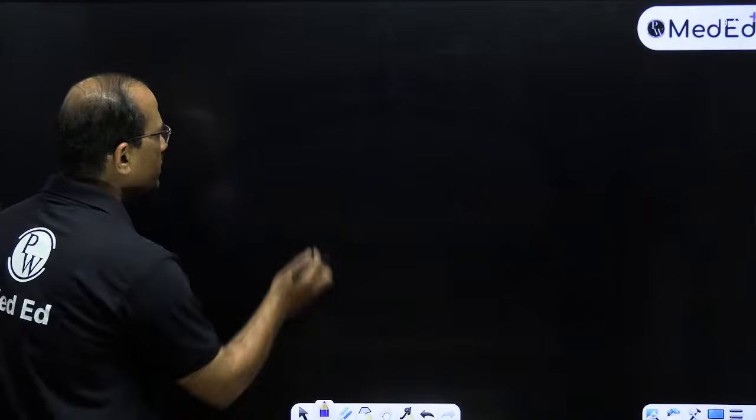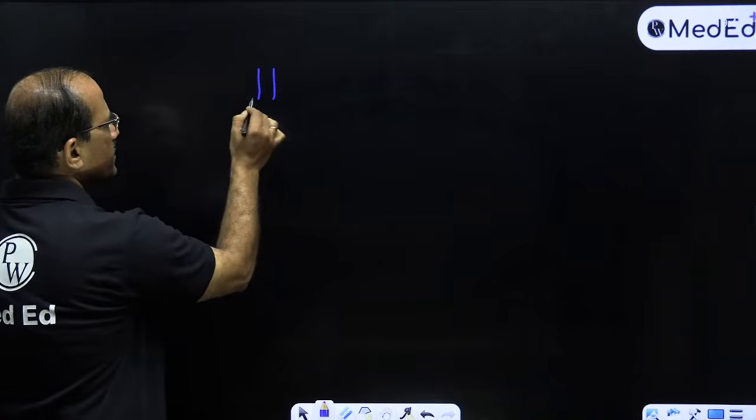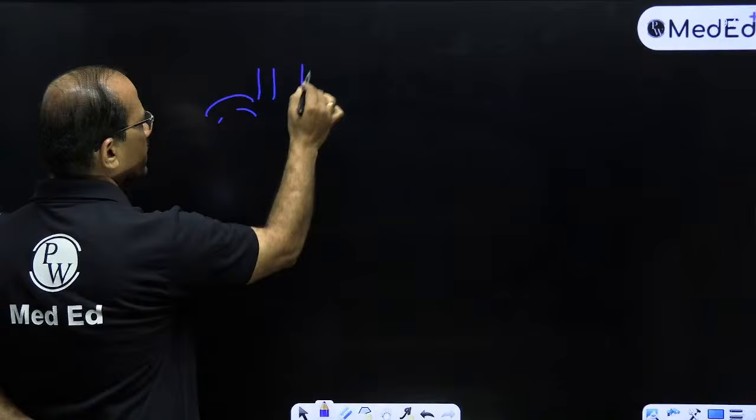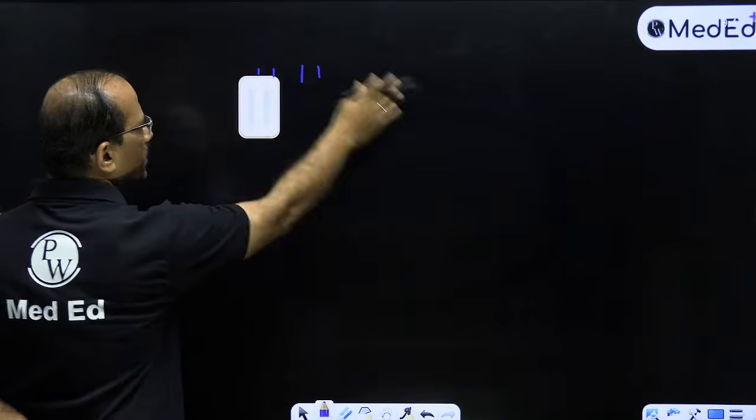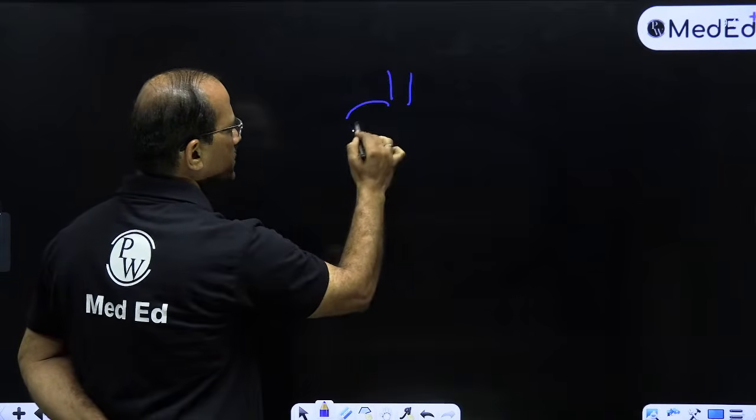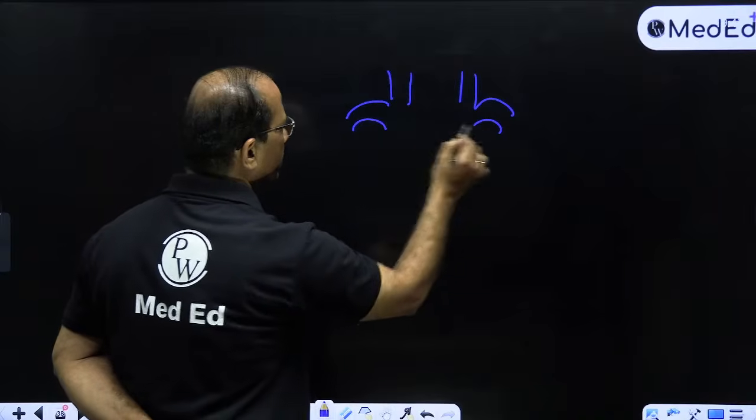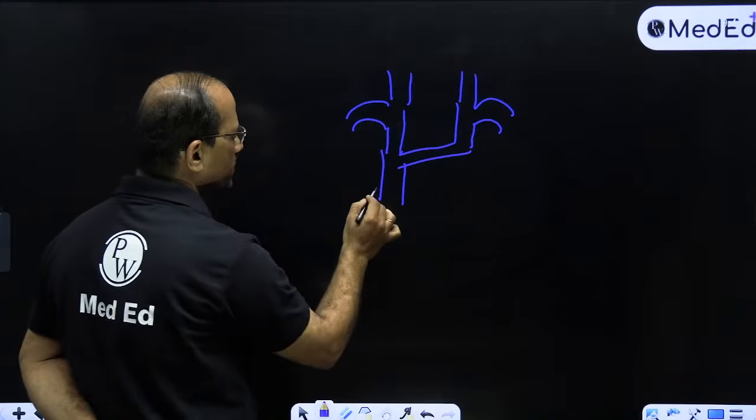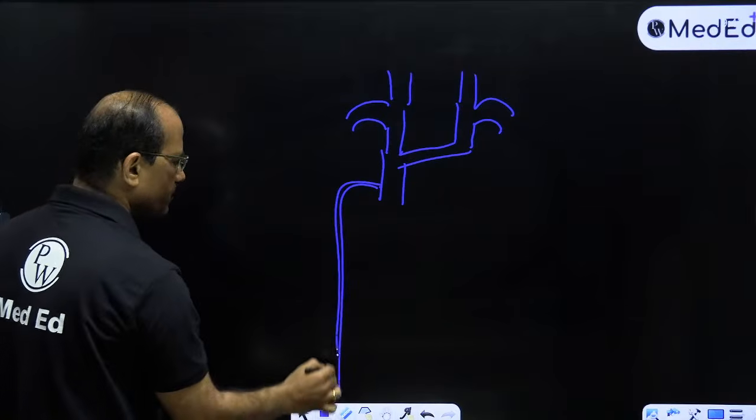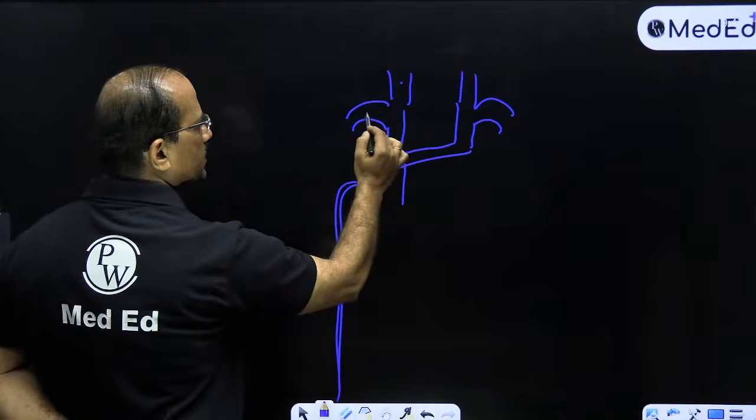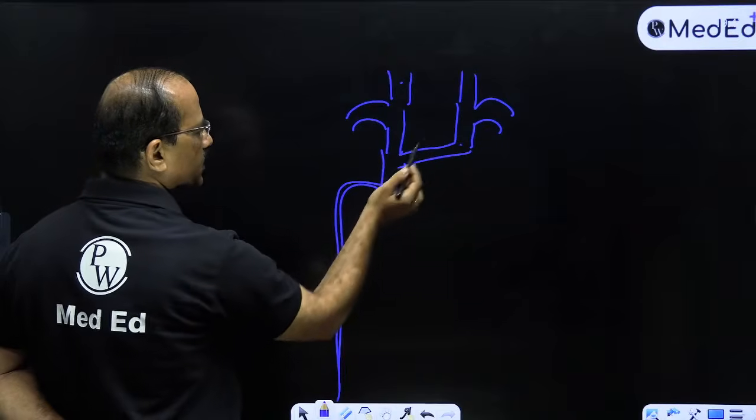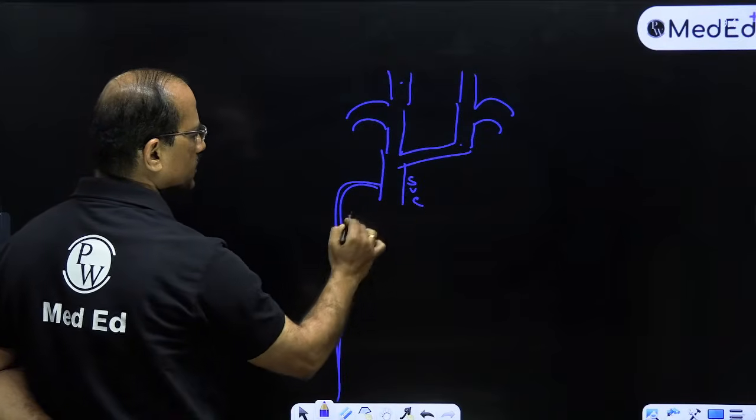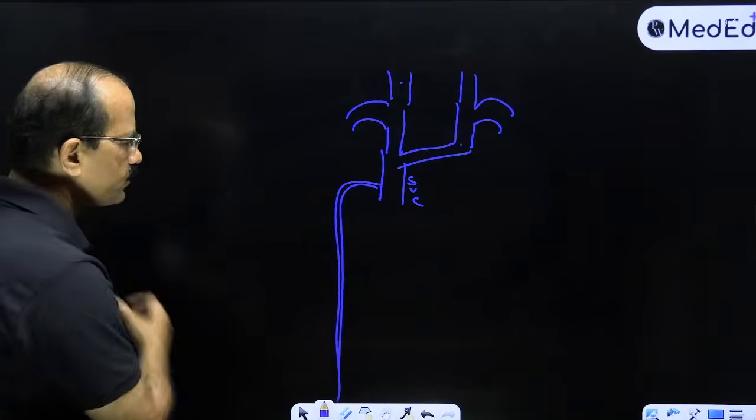Chalo, I'll just draw this for you. Look, this is the internal jugular. That's a subclavian. Right brachiocephalic, left brachiocephalic. SVC, and that's the azygous vein. Fine. Okay.